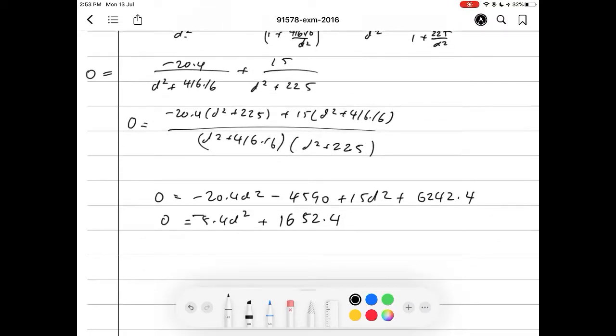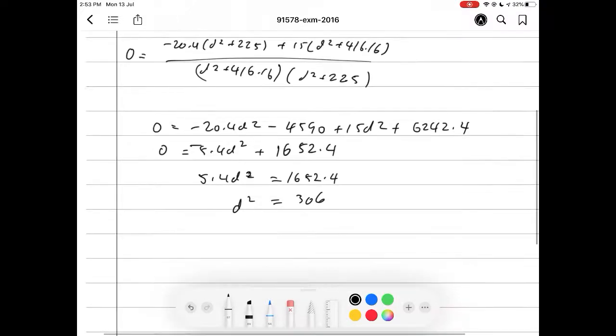That is 1652.4. And if we move the 5.4 d squared to the other side, we get 5.4 d squared equals 1652.4. Divide both sides by 5.4, and d squared equals 306. And d equals square root 306, which is 17.49 meters.